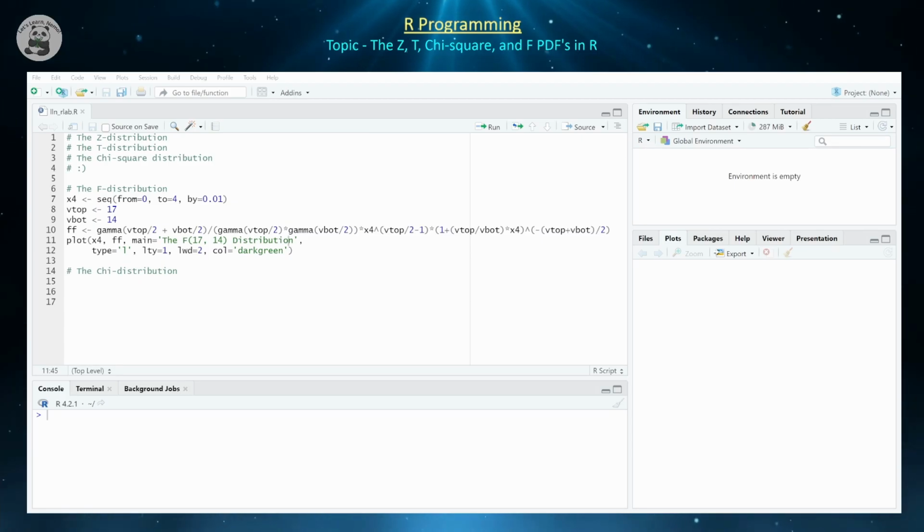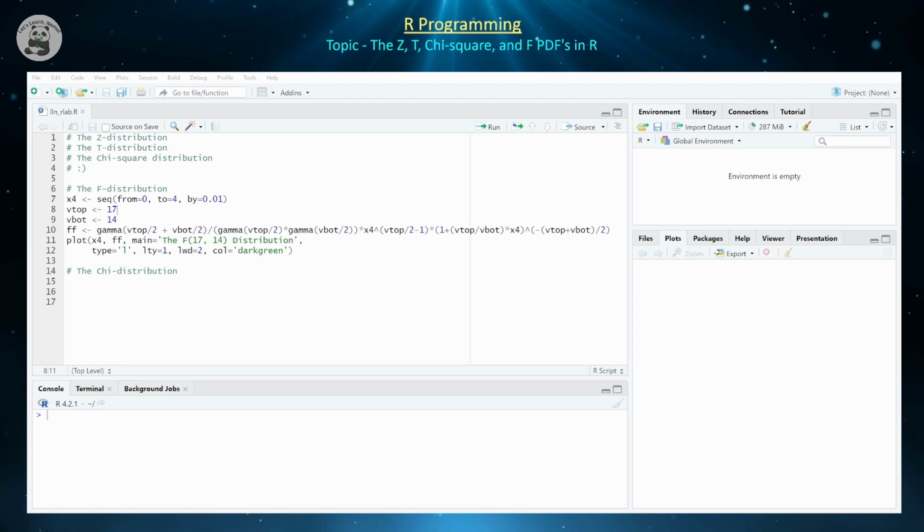The next distribution is often built from dividing two chi-squared random variables. So since chi-squared random variables cannot be negative, F random variables can also not be negative as well. Since chi-squared has a degrees of freedom, and we're dividing two chi-squared random variables, that means we're going to have 2 degrees of freedom for an F random variable. The top chi-squared random variable is going to have a degrees of freedom, which we're going to be calling v-top or nu top. And the bottom chi-squared random variable is going to have its degrees of freedom, which we're going to be calling v-bot or nu bot. In this case, we have 17 and 14 respectively.